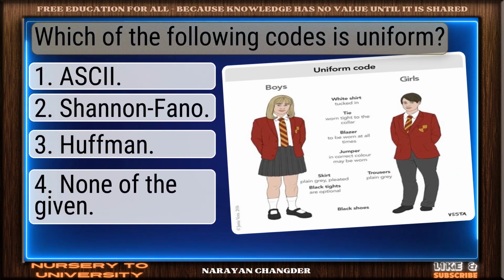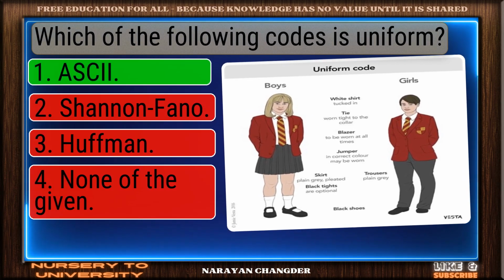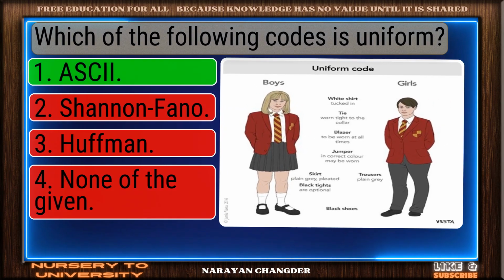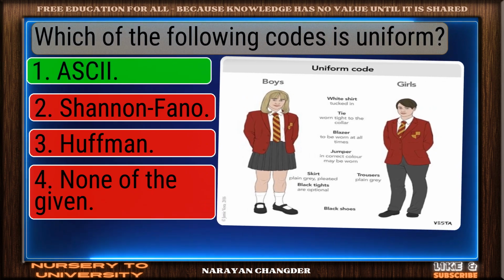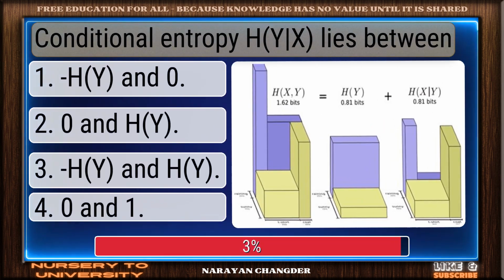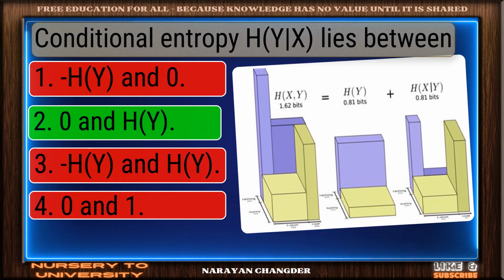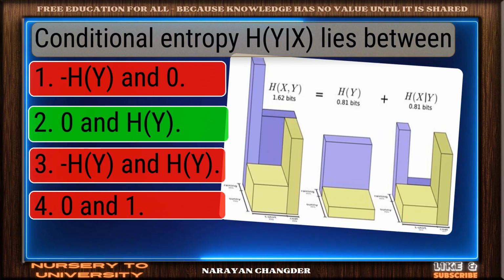Which of the following codes is uniform? Good thinking. C is the right answer. Conditional entropy H(Y|X) lies between... Great thinking. Zero and H(Y) is the right choice.